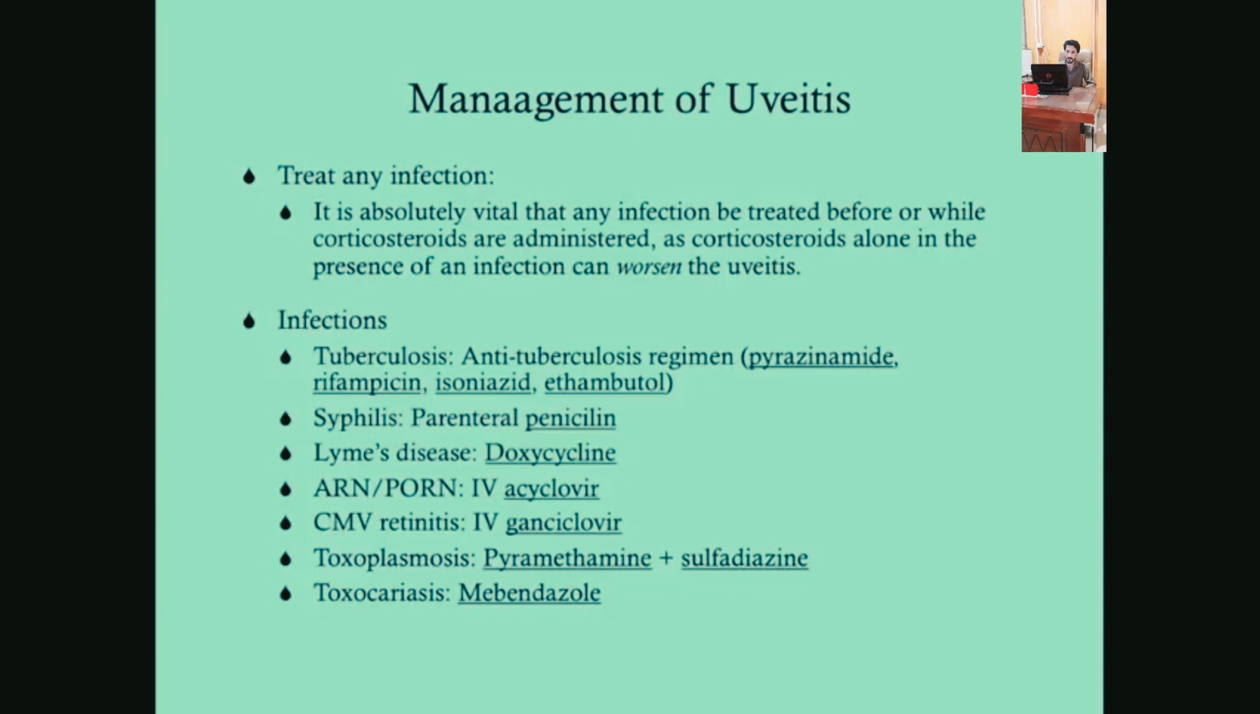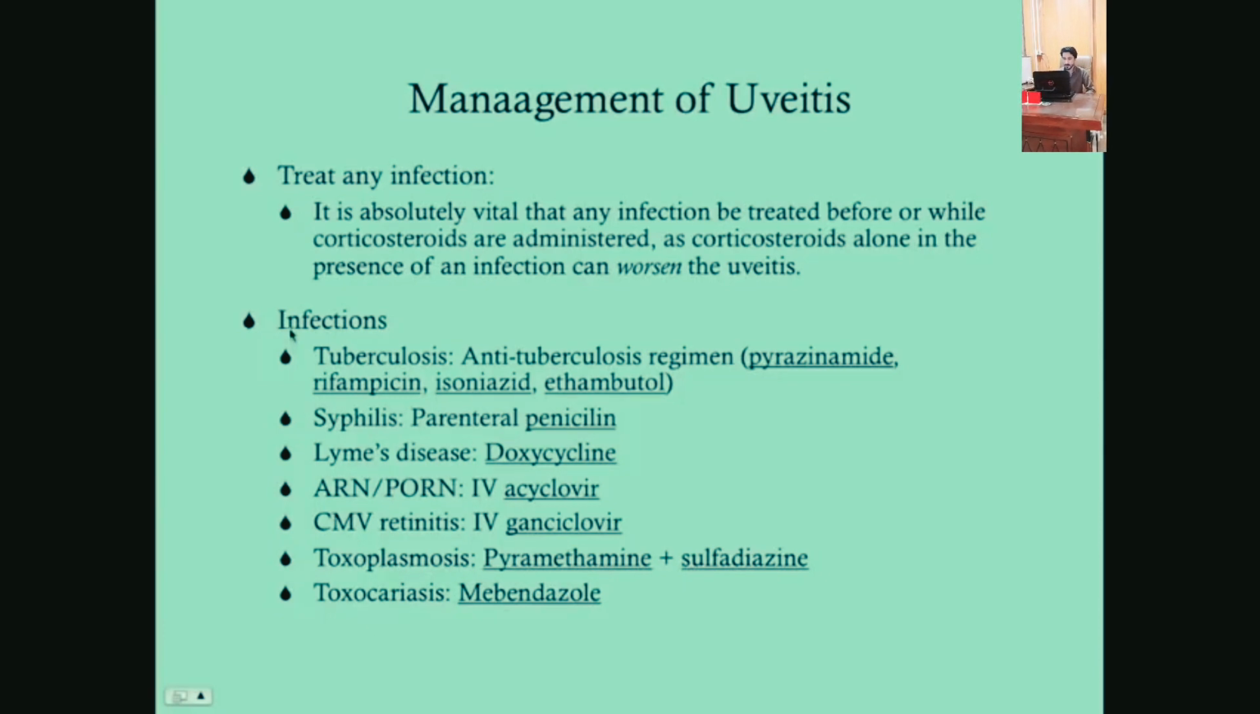So this doesn't really have a whole lot to do with the eye, but tuberculosis, you would give the patient an anti-tuberculosis regimen. Syphilis, you give parenteral penicillin. Lyme's disease, you give doxycycline. Unless it's a child, then you would give azithromycin. If it's ARN or PORN, you give IV acyclovir. If you want to know what that is, go back to the retinitis section. If it's CMV retinitis associated, then you give IV ganciclovir. If it's toxoplasmosis, then you'll give pyrimethamine and sulfadiazine. If it's toxocariasis, you'll give mebendazole.